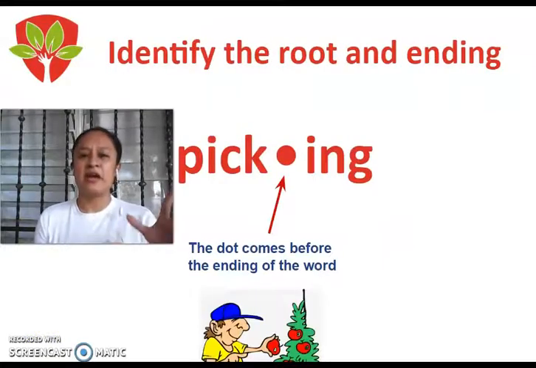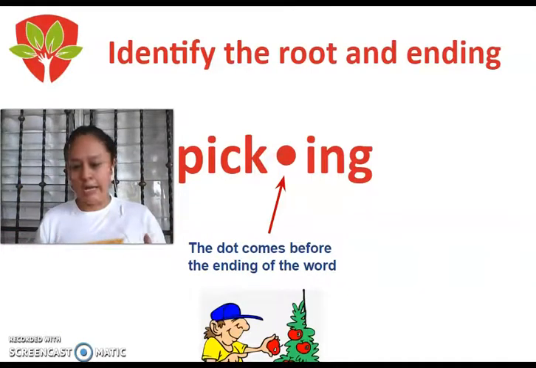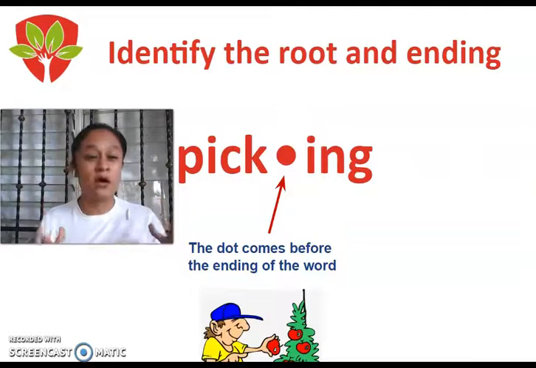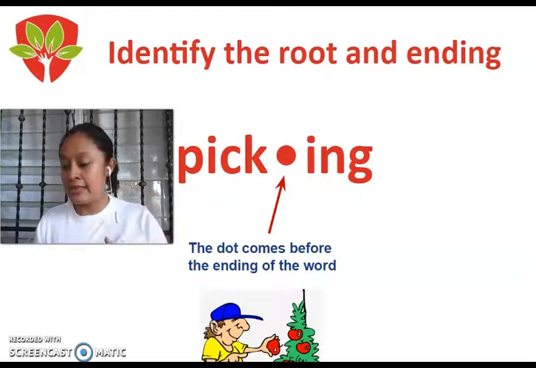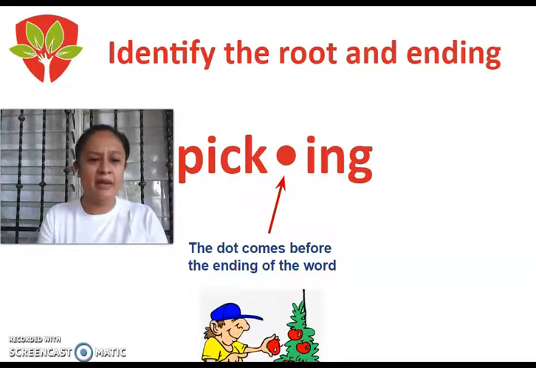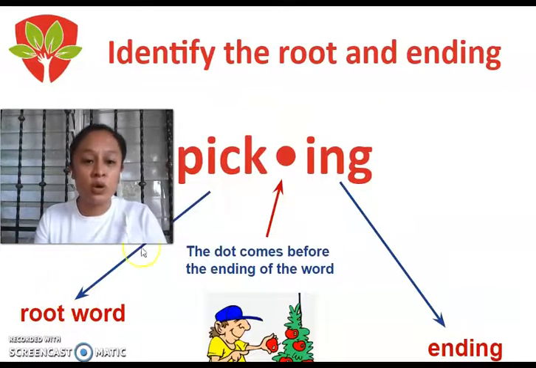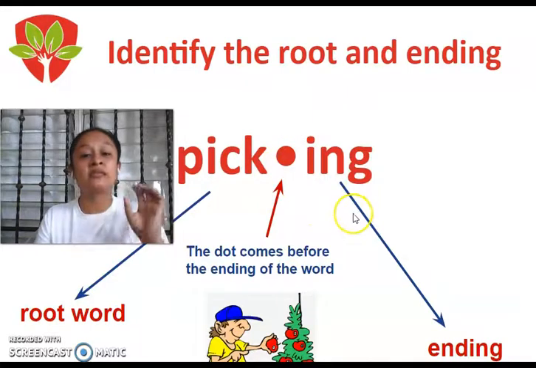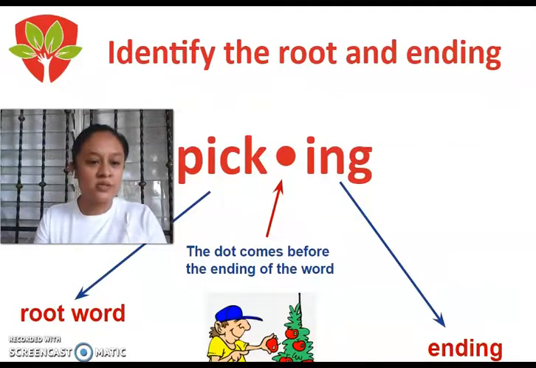Now let's identify the root and the ending word for this. So which part is the root word? That's the first question. And my second question is, which part is the ending word? Remember that the dot comes before the ending word. Okay, so let's think about it. So as I show you here, the root word is pick, and then we have the ending word ing. Remember that the dot comes before the ending word.